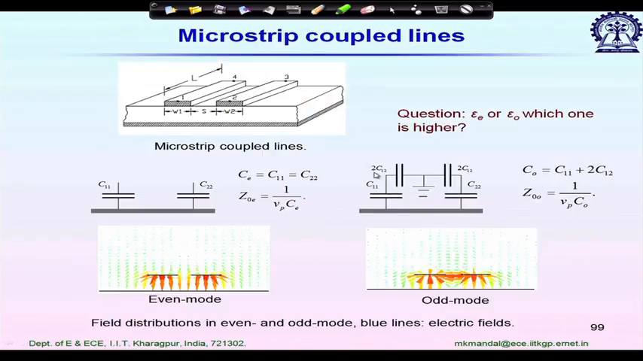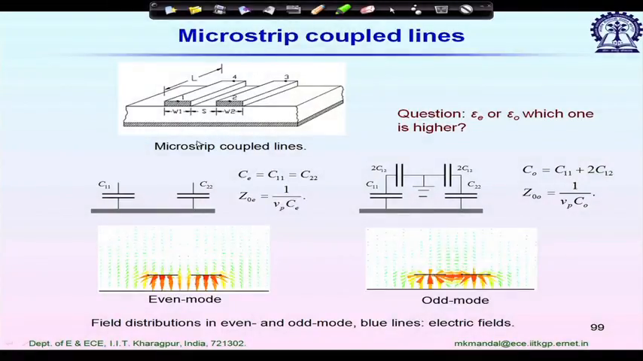Let us consider a special scenario, microstrip coupled line. We use coupled microstrip lines whenever we go for component design, components like couplers and filters, and we deal with even mode and odd mode analysis of the coupled lines. So, let us see what that is.